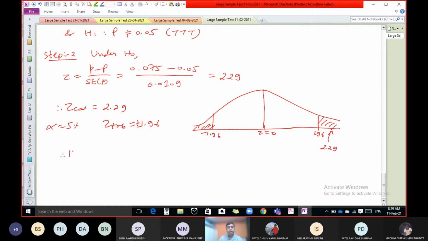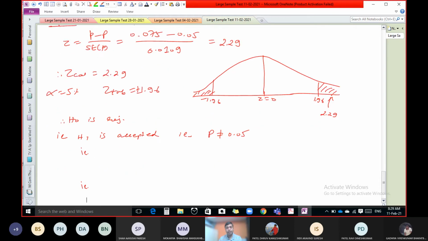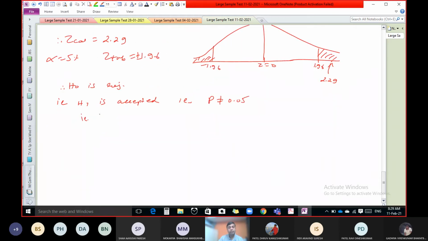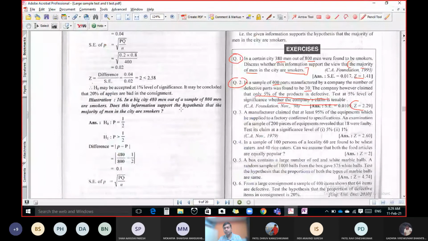So therefore H0 is rejected. That is, H1 is accepted. That is, P is not 0.05. So is the given claim accepted or rejected? Rejected. Yes, the given claim is rejected. So that is the way to solve the question.